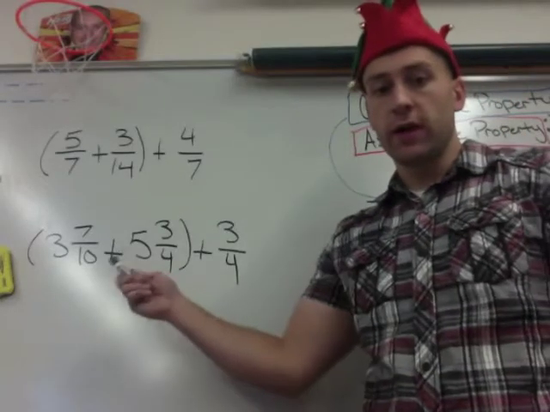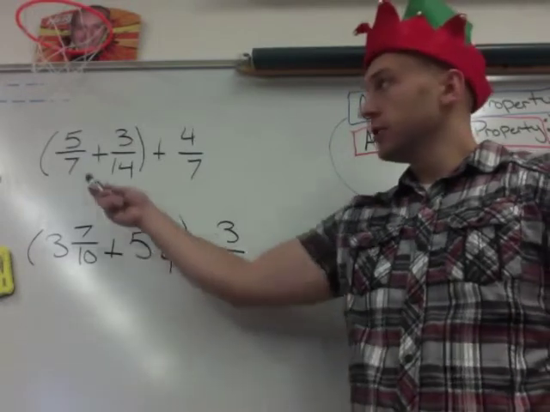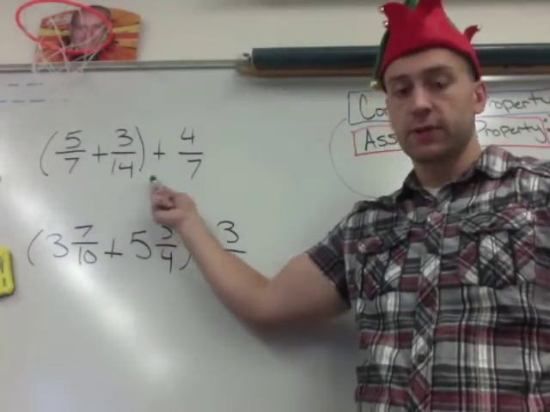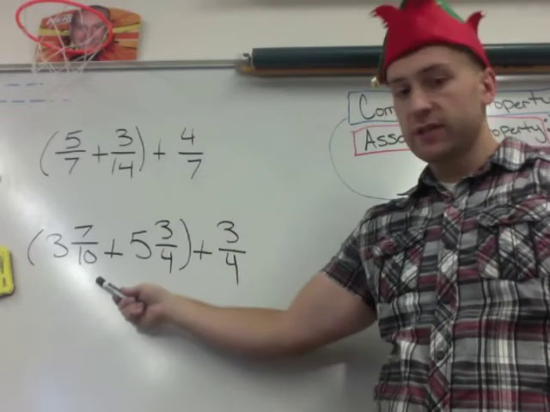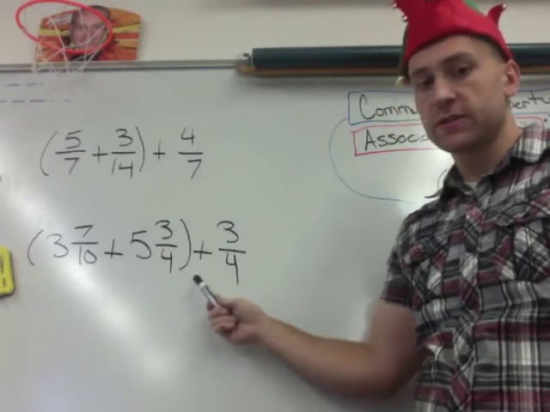So here are our two extra credit problems. You have 5/7 plus 3/14 plus 4/7, and 3 7/10 plus 5 3/4 plus 3/4.